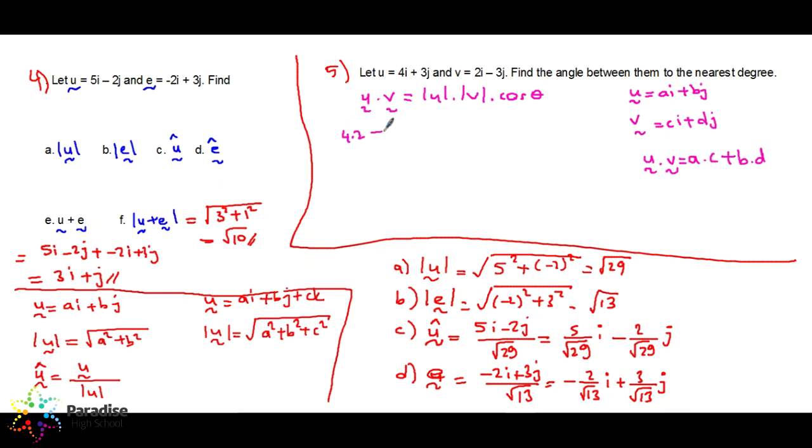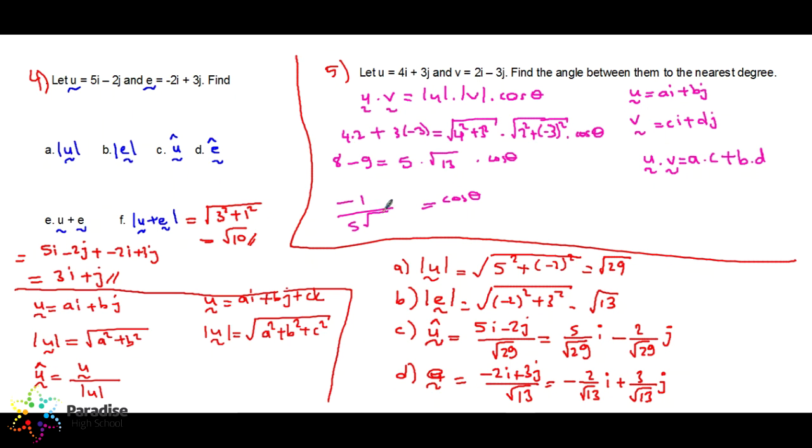Now, if you look here, the coefficients of i are 4 and 2. Then it's going to be 4 times 2 plus the coefficients of j, 3 times negative 3, is equal to, what is the magnitude of u? Magnitude of u is root of 4 squared plus 3 squared, times magnitude of v, which is root of 2 squared plus negative 3 squared, times cosine theta. So what happens here? 8 minus 9 is equal to, that makes 5 times root of 4 plus 9, 13, times cosine theta. So cosine theta will be equal to negative 1 over 5 root 13.